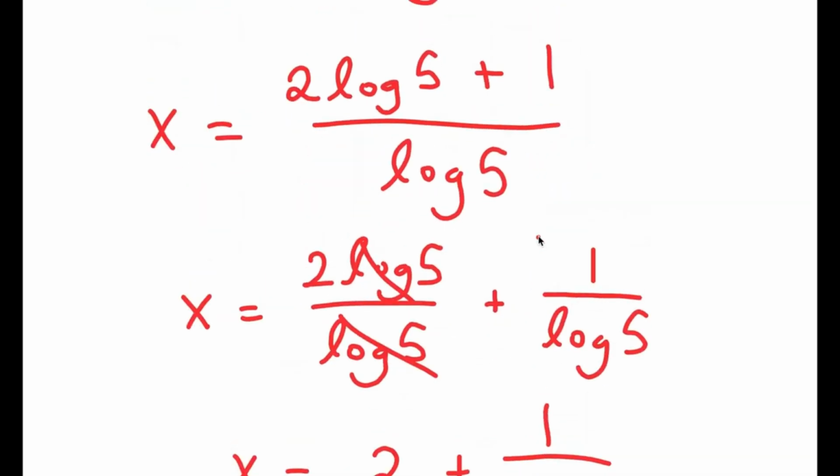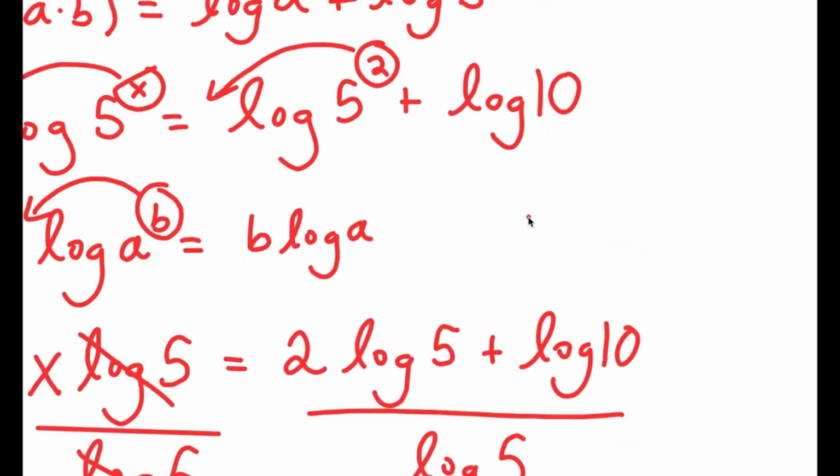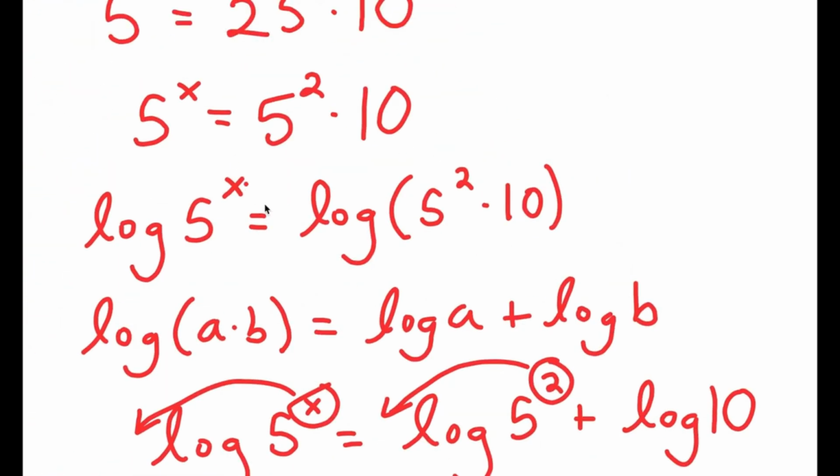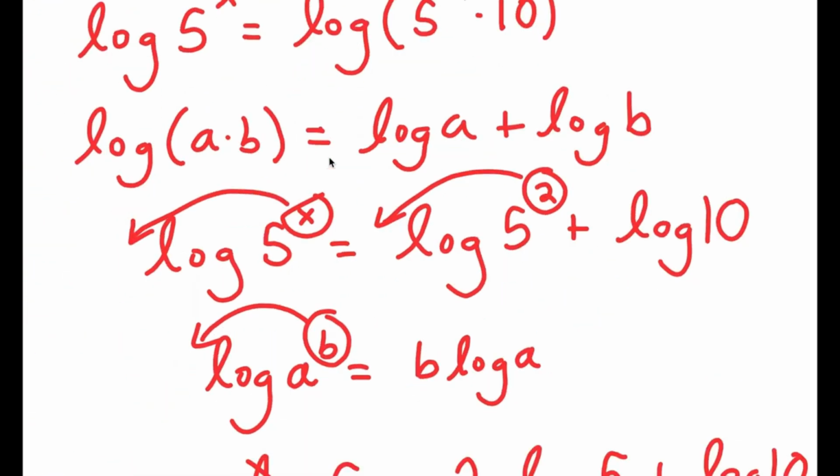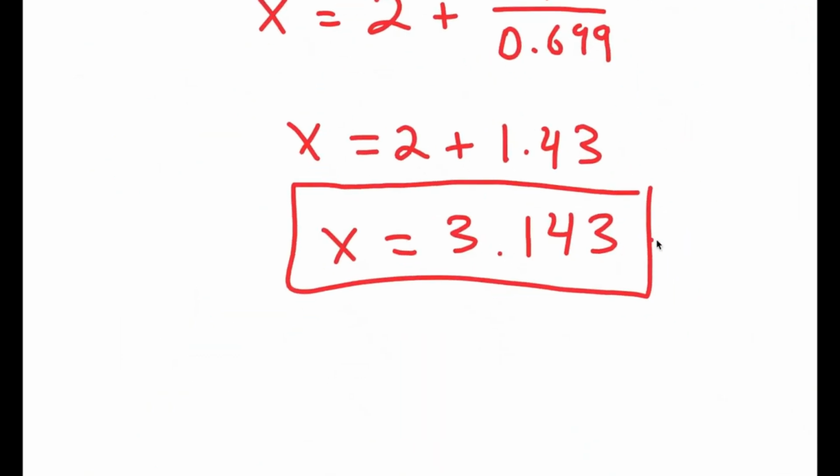And remember how we already said that x was going to be somewhere in between 3 and 4. So this proves us right.